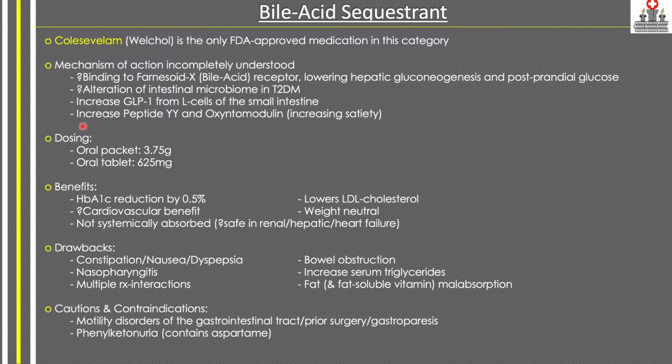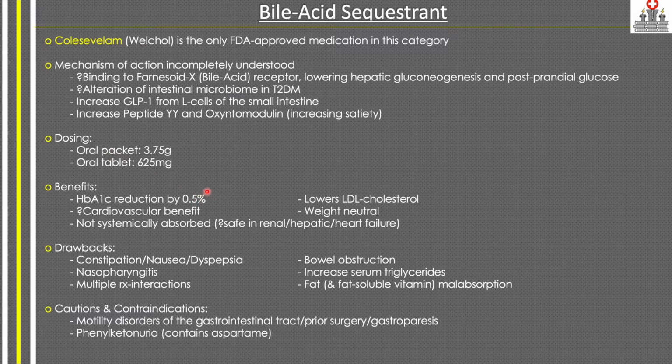There's also some further evidence that both peptide YY and oxyntomodulin are secreted in response to this medication, both of which can improve satiety. So this drug can come as either a tablet or a packet. And let's talk about some of the benefits.